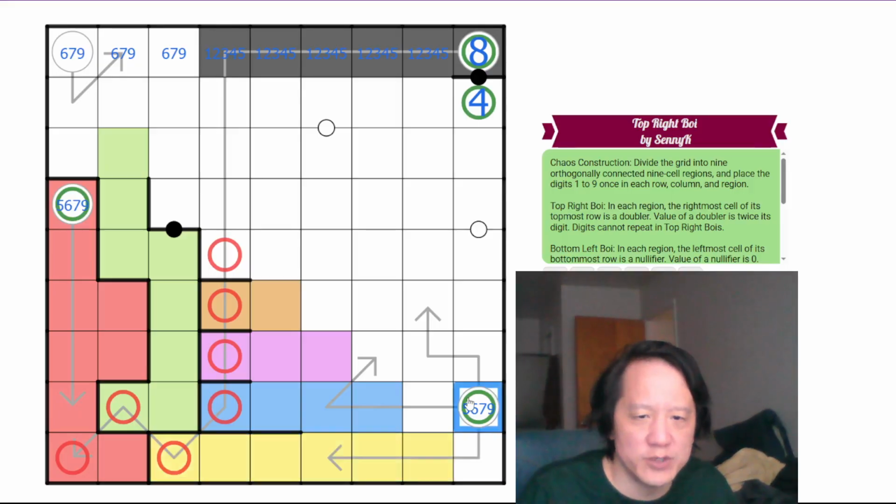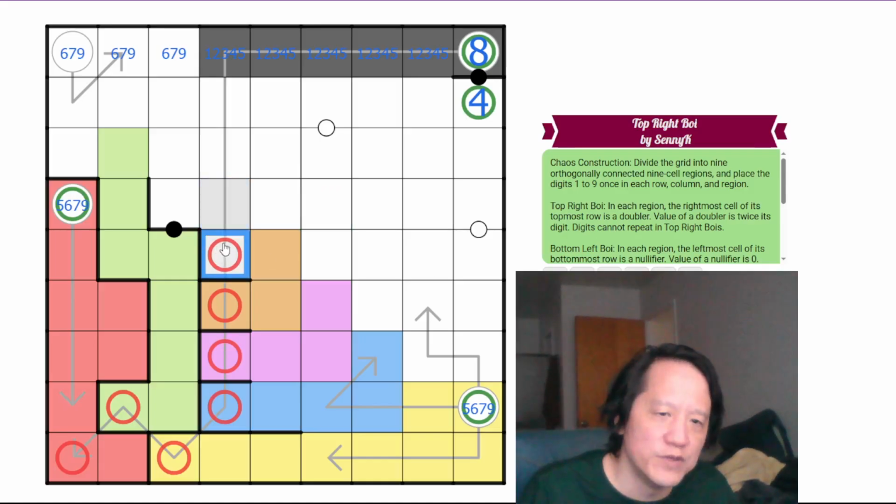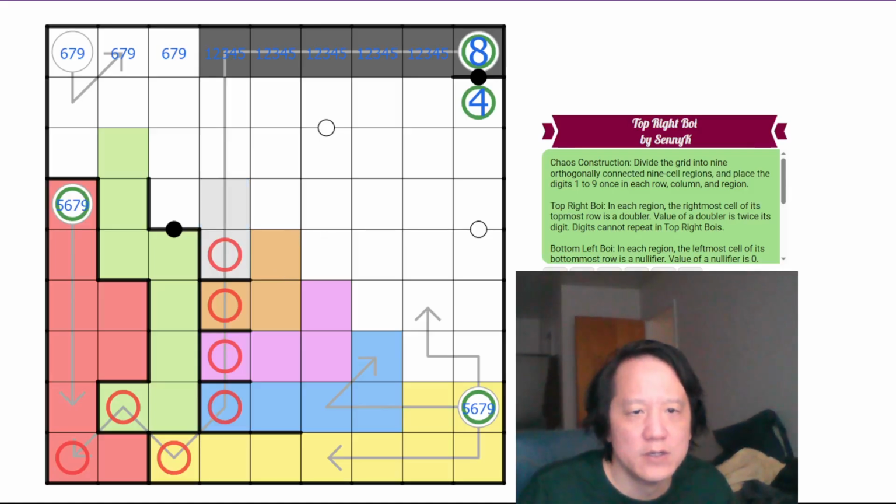So for this to be a top right boy, we need to have this all be yellow. So that means blue has to go this way. Pink has to go this way. Orange has to go that way. I guess we'll make this light has to go this way. And this has to be a bottom left boy, so this cannot be. Which means these have to be bottom left boys also. So we have boundary here, boundary here.